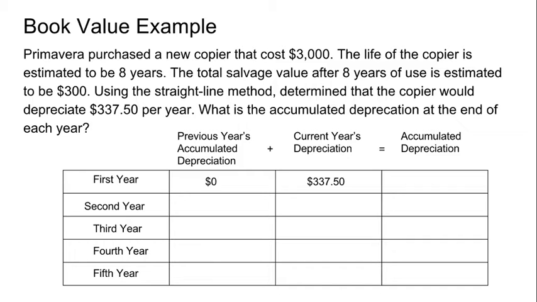So I have the formula written there on top. We're going to take our previous year's accumulated depreciation plus our current year's depreciation, which is always going to be that $337.50.